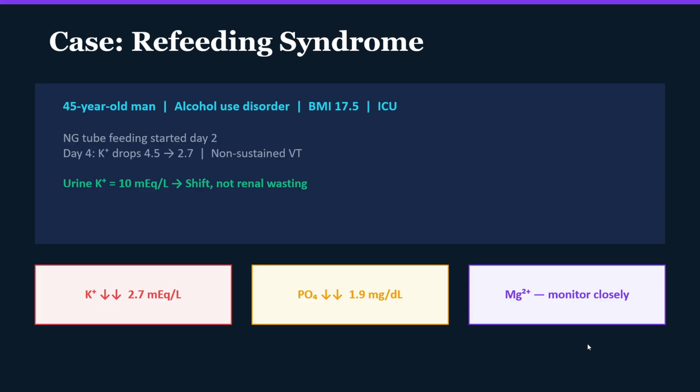His urine potassium is 10 milliequivalents per liter. That's appropriately low. The kidneys are conserving. This is not renal wasting. This is a transcellular shift.